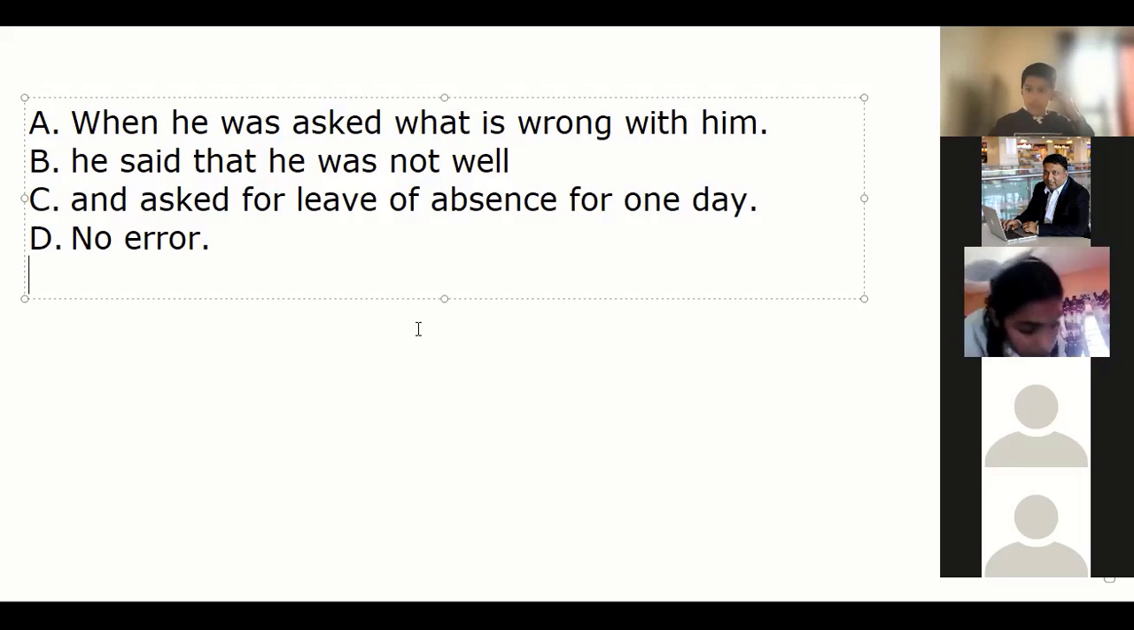Anyone else? Yes, Moksha, keep thinking. Sir, can I? Yes, Abhinav, what is your view? Sir, in the B1 they said "he said," and then in the A1 they wrote "what is." So it should be "what was." So you are saying A is wrong. Yeah, it will be "what was." Okay, I'll explain.